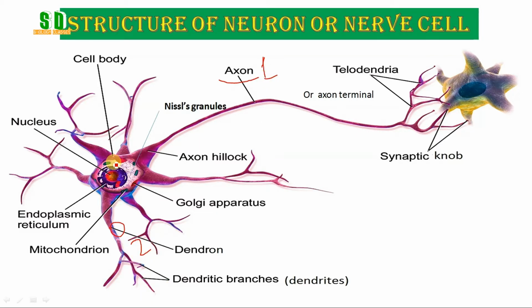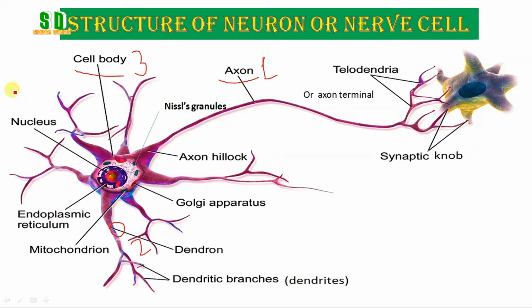And now we are going to talk about the third one. The third important part is the cell body. That is the cell body. So a neuron or nerve cell mainly consists of three basic parts: axon, dendron or dendrites, and a cell body.